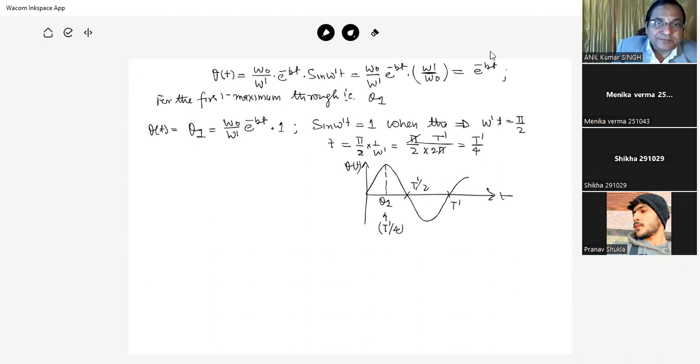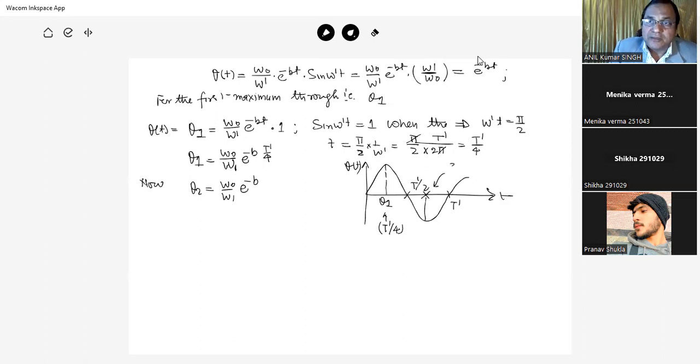So theta 1 is max. So theta 1 is omega 0 by omega dash e raised to the power minus b, and the value of t is t dash by 4. So what is the value of theta 2? Now from the graph, this theta 2 is omega 0 by omega dash e raised to the power minus b, and this value of time is what? 3t dash by 4. This is theta 2.